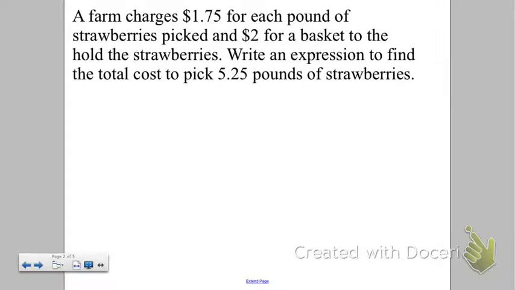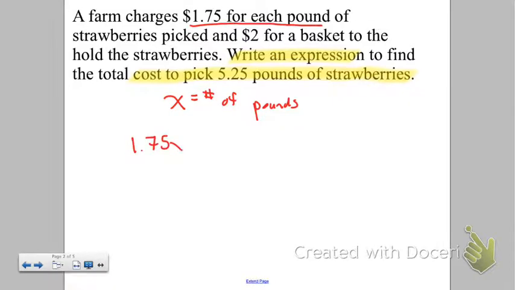So, I have to write an expression and find the total cost to pick 5.25 pounds of strawberries. My expression, first I'm going to label my variable. So x stands for the number of pounds. Since I have $1.75 for each pound, I can have 1.75x, and then it's $2 for the basket, plus 2. The reason why there's no x with the 2 is because I only need one basket for the strawberries. So that's my expression.